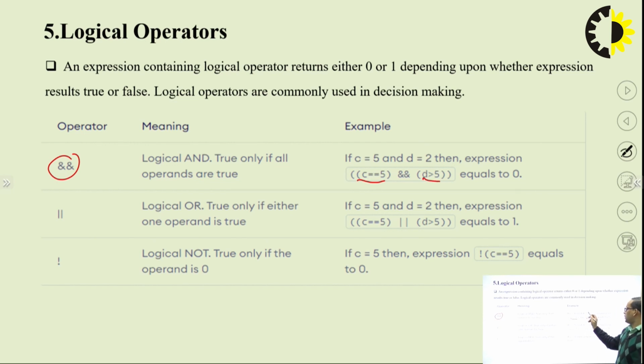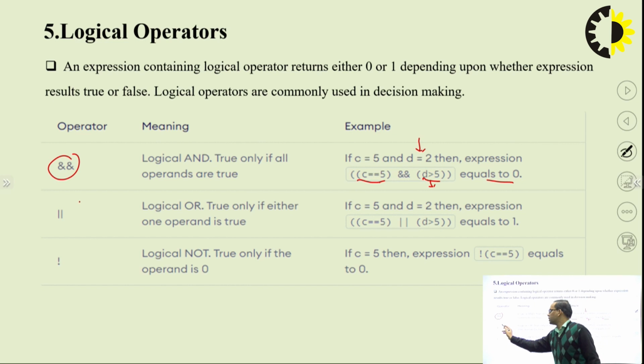Okay, so what is the value of d? The value of d is 2. So this condition is not satisfied, because 2 is less than 5, and this one is satisfied. So it will return 0. It means when we combine these two conditions, only one condition is true. Both conditions are not true. So in this case, the statement inside this condition will not be executed, because only one condition is satisfied, so it will return 0.